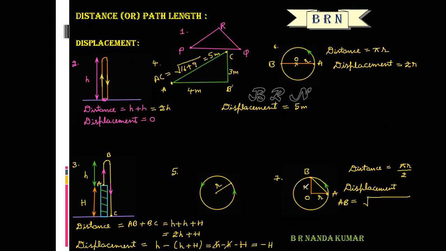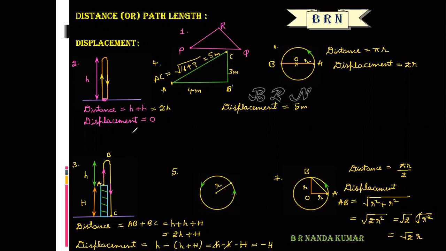By using the Pythagoras theorem, AB is equal to root of r square plus r square. That is the root of 2 times r square. So root 2 into root r square, the square root gets cancelled. Finally, we will get root 2 r. What is this? Displacement.